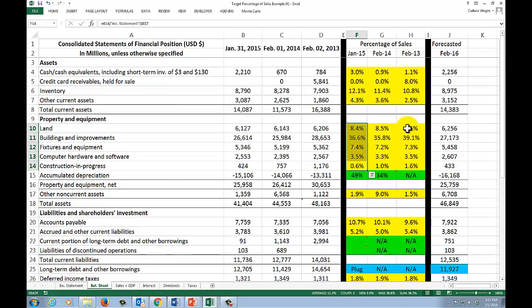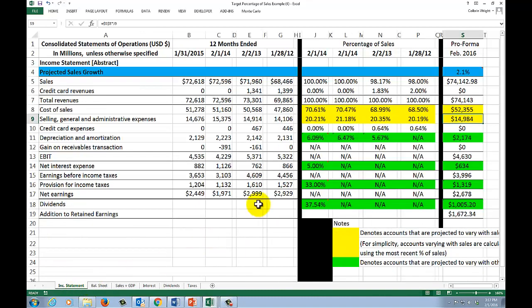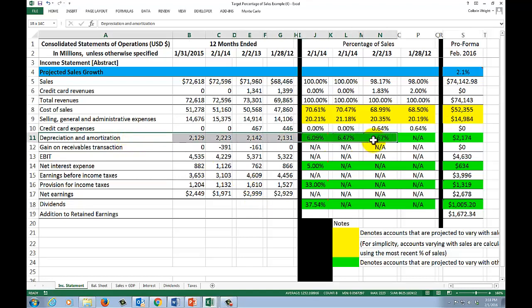So okay, I believe that's step 4. I have now estimated all of the accounts that I believe are going to vary proportional to sales. So I've done that for both the income statement and the balance sheet. Now what we need to start doing is working through how we're going to estimate each of these accounts that are highlighted in green that I don't think will vary proportional to sales. So first, let's tackle depreciation and amortization.